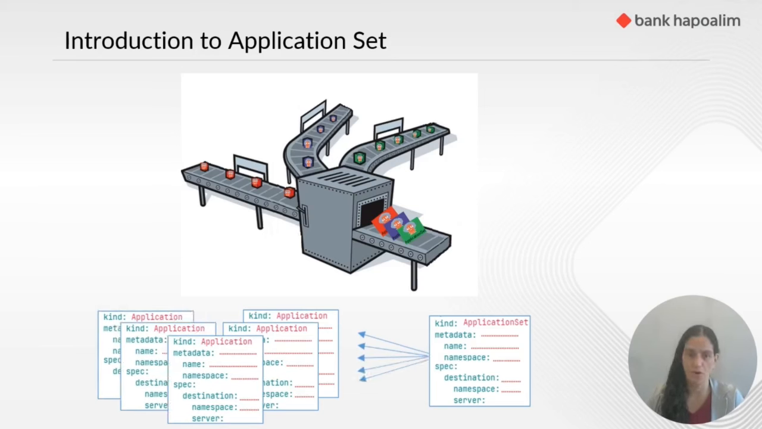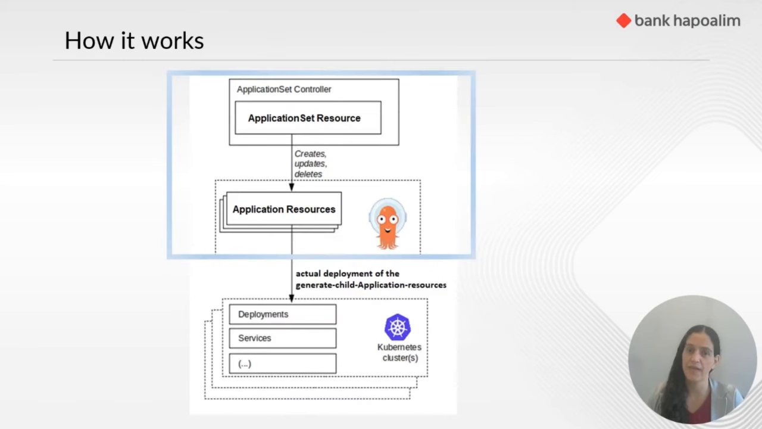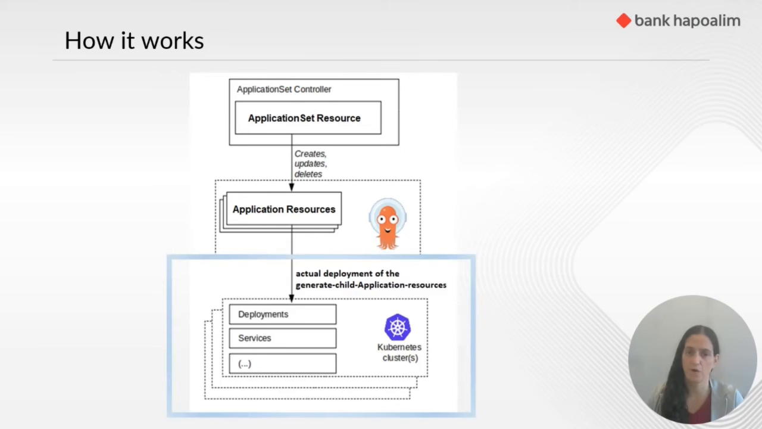So, how does it work? When we create, update or delete an application set resource, the application set controller responds by creating, updating, or deleting one or more corresponding ArgoCD application resources. ArgoCD itself continues to be responsible for the actual deployment of the generated child application resources, such as deployments, services, and config maps.